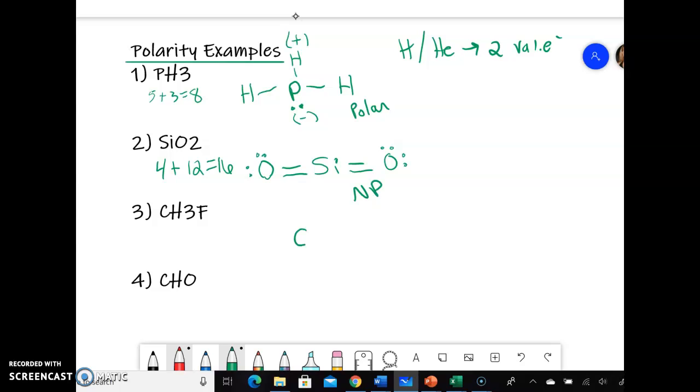All right, this next one, we're going to put C in the middle. We have hydrogens on 3 sides and fluorine on a 4th side.